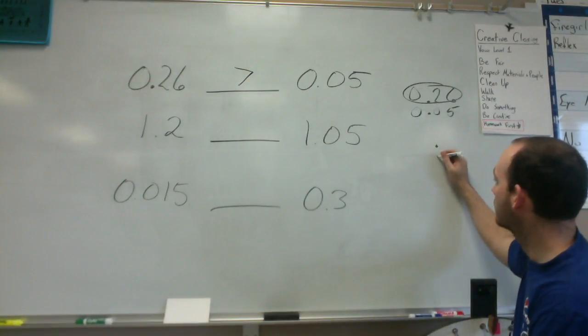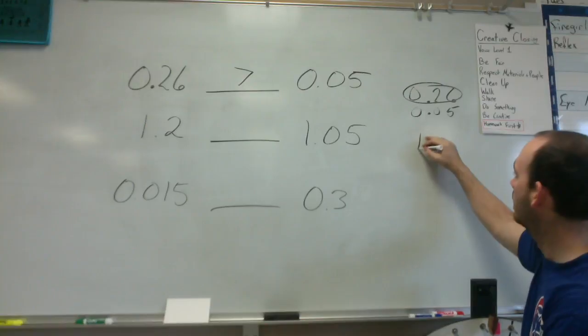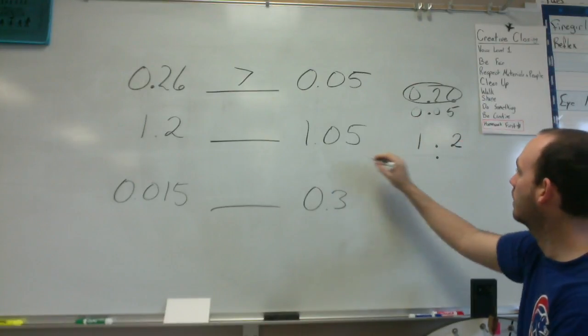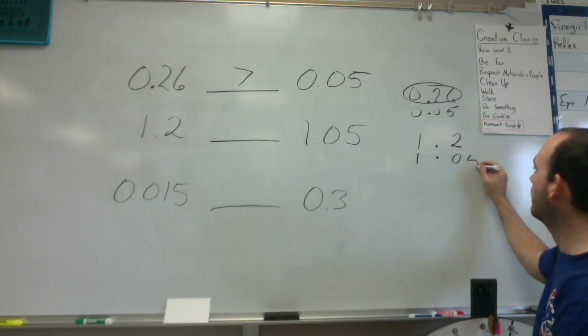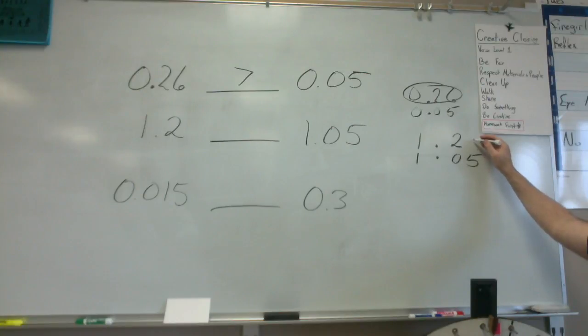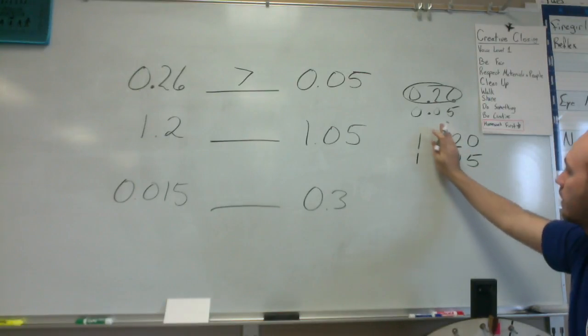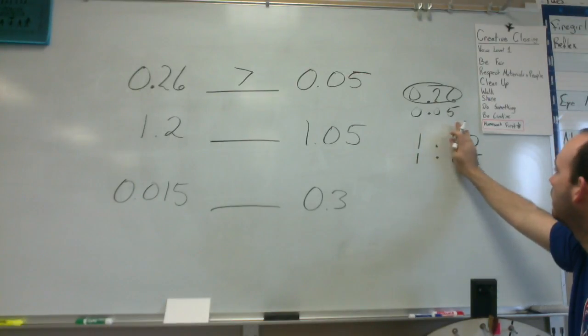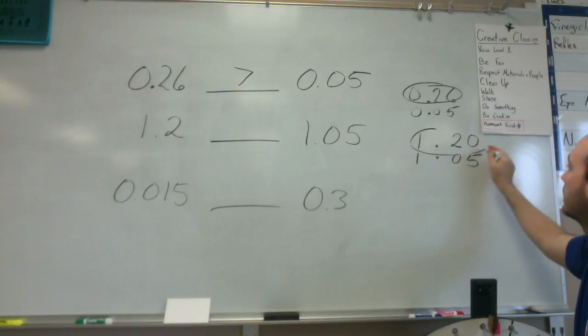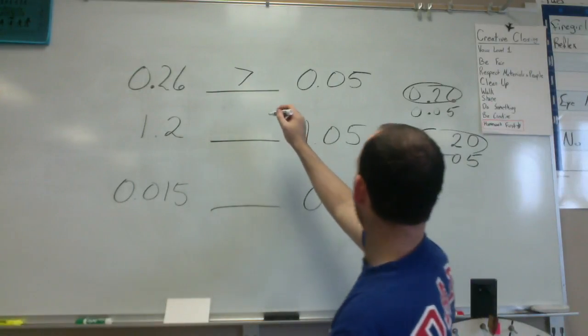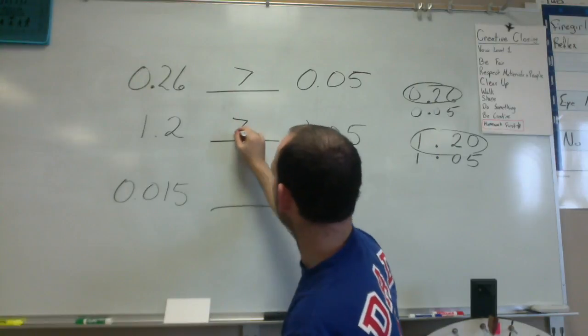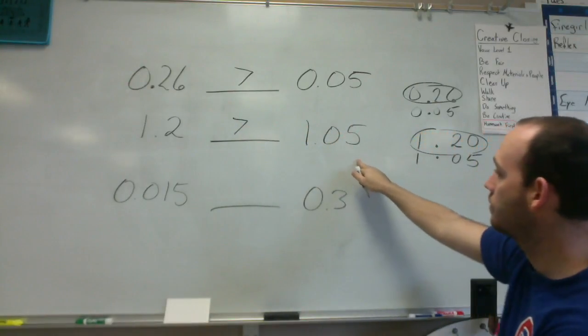I come over, decimal, decimal, 1.2, 1.05. I see this blank spot right here. I like to fill that in. Then I look, 1, 1, still tied. 2, 0, this one is bigger. So 1 and 2 tenths is greater than 1 and 5 hundredths.